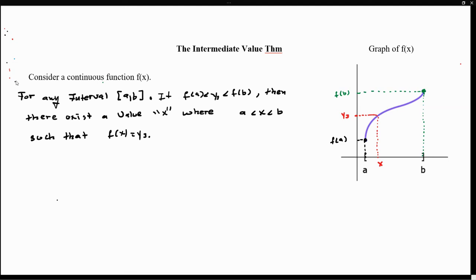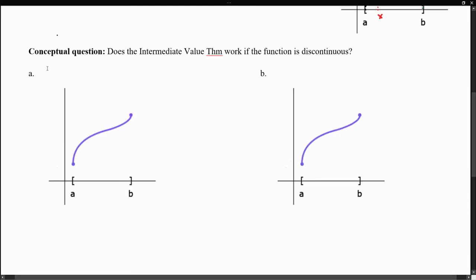But notice that for the intermediate value theorem to be true, we have to assume that f of x is a continuous function. So what happens if we don't have a continuous function? Does the intermediate value theorem still hold true? Let's take a look at these two scenarios. Does the intermediate value theorem work if the function is discontinuous?